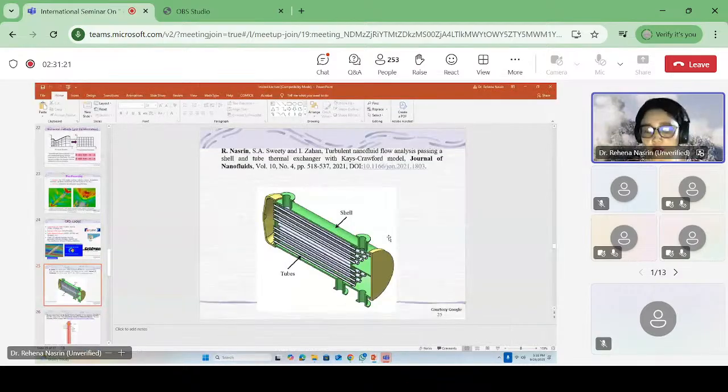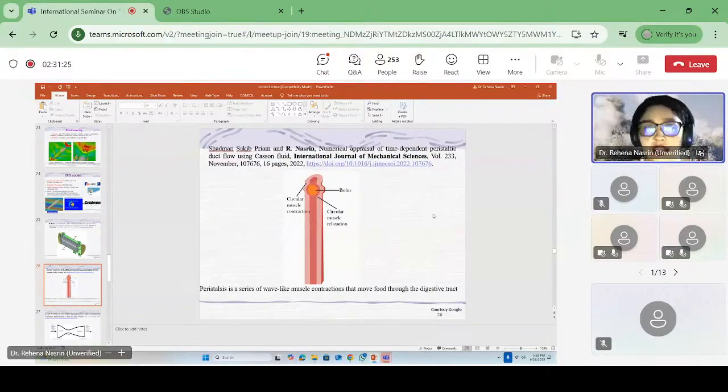Another one, I am going to my presentation. You can see this slide. This is another paper: numerical appraisal of time-dependent peristaltic duct flow using Casson fluid. Here we use time-dependent analysis, that is unsteady analysis. And this figure is a bolus system.